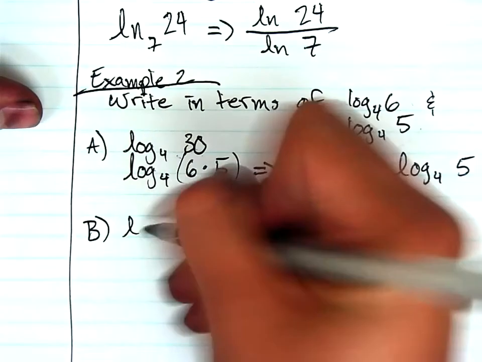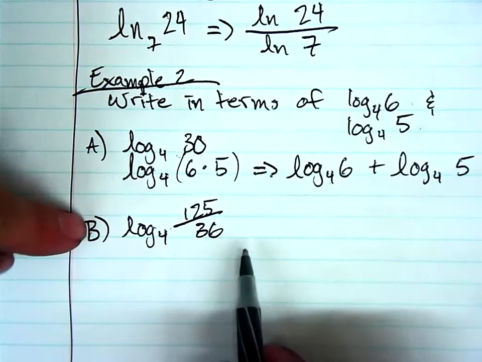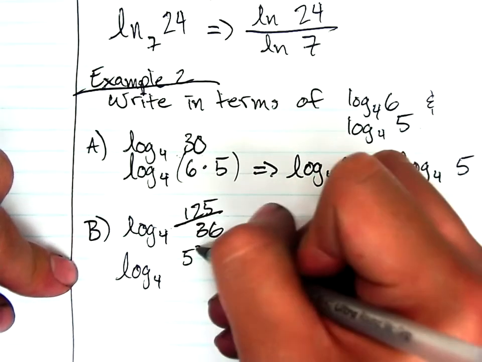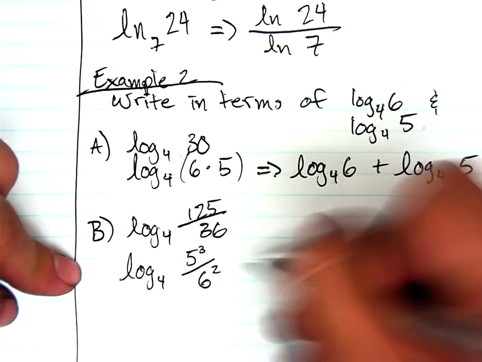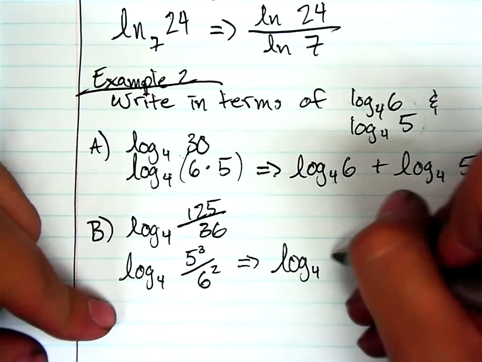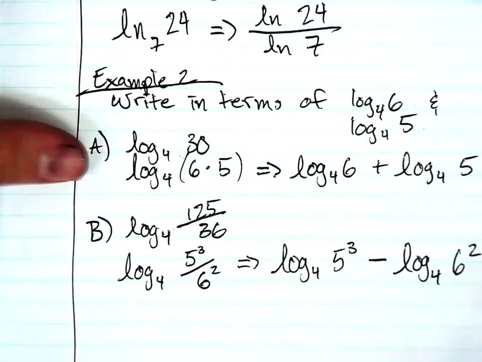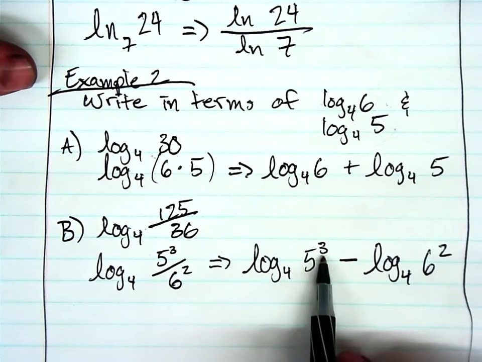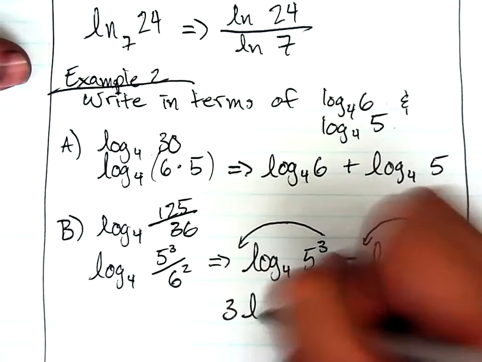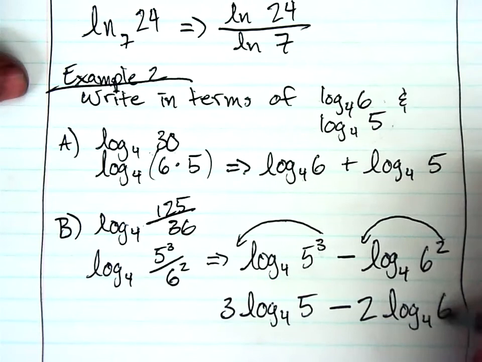And then example B, we have log base 4 of 125 over 36. So we have 2 things being combined here. The first part, let's go ahead and split these up into exponents. So 125 can be written as 5 cubed, 36 as 6 squared. This is a quotient, so I can go ahead and split this up again into log base 4 of 5 cubed minus log base 4 of 6 squared. And the power rule now lets me simplify this just one step further. I can bring down this 3, and I can bring down this 2. So my final answer will be 3 log base 4 of 5 minus 2 log base 4 of 6.